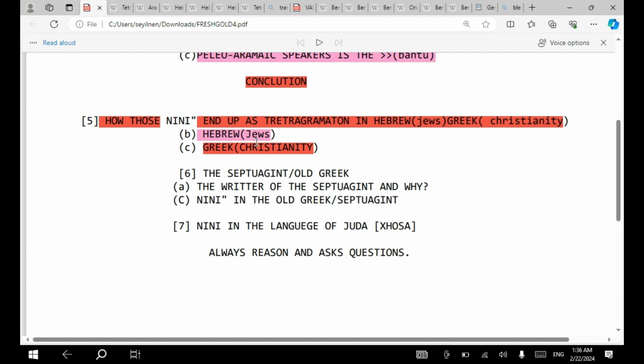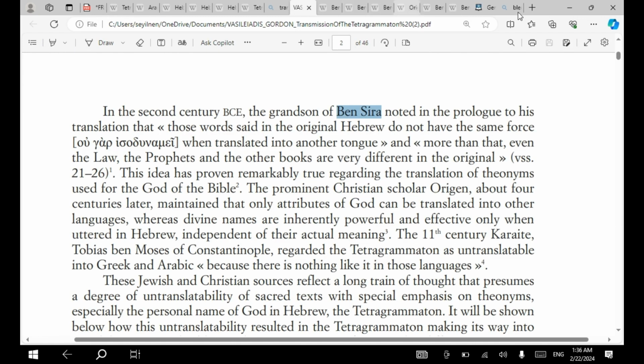We are going to look at how NINI ends up as a Tetragrammaton in Hebrew and also a Tetragrammaton in Greek. I have something to share with you. We're going to read it briefly.